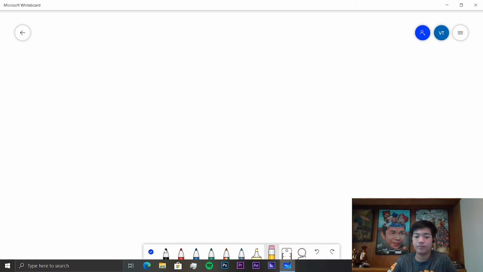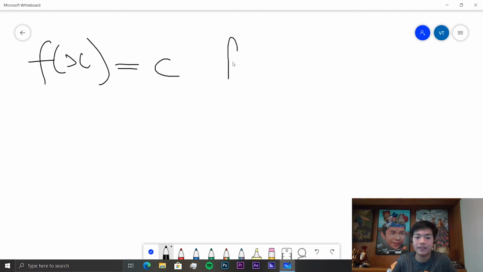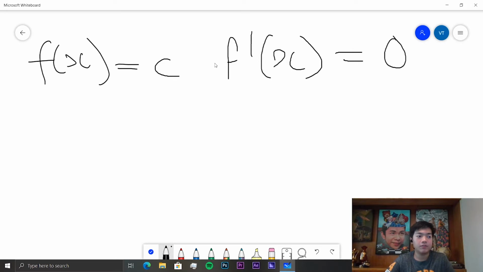First of all, if f of x is equal to a constant, then its derivative is simply equal to 0. Remember that the derivative measures the rate of change. If the value is constant throughout the entire function, that means the rate of change will be 0.